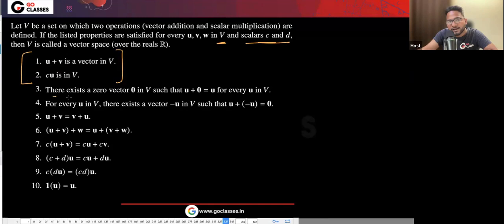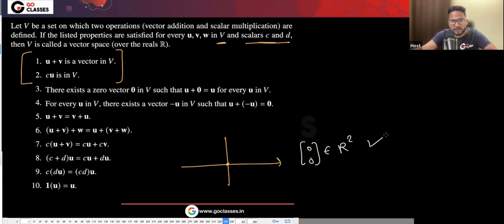For example, there exists a zero vector. So the zero vector must always be part of the vector space. So tell me, in R2, is the zero vector part of the vector space? Is (0, 0) part of R2? Does this belong to R2? Obviously, yes, right? So this third condition is satisfied for R2.